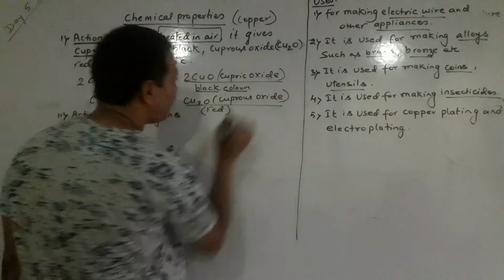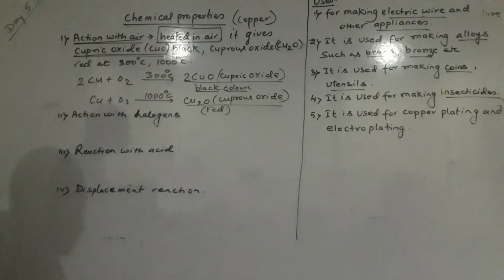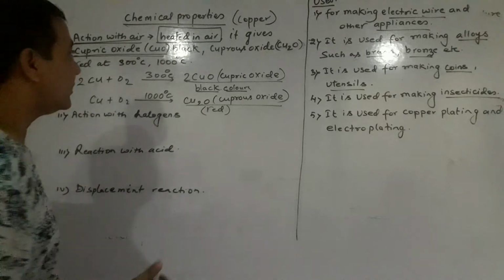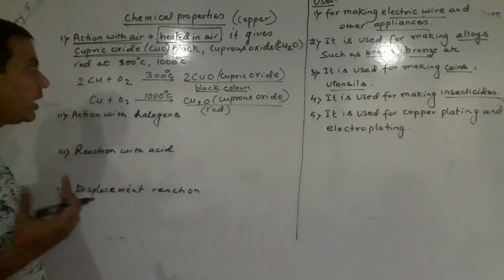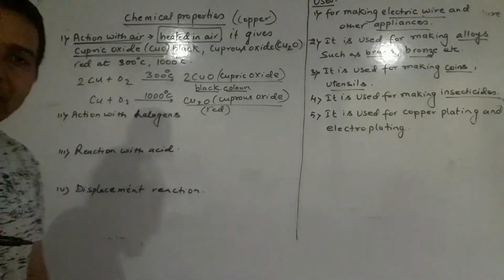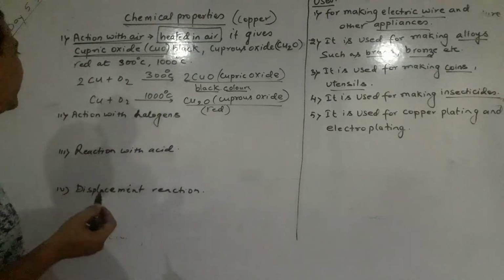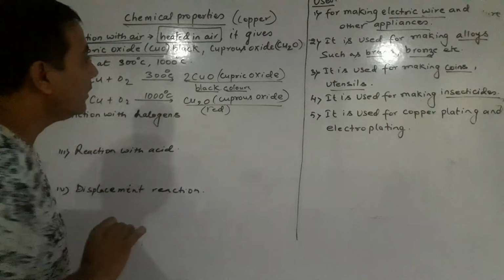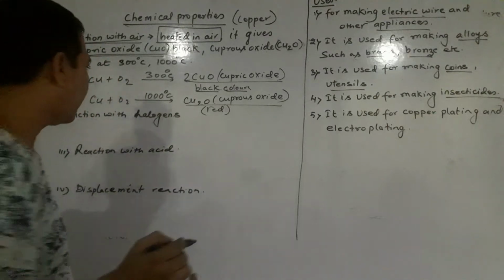So what product do we find when it is heated with air, that means oxygen? If it is heated to 300 degrees Celsius, it will form cupric oxide, which is black in color. And when it is heated to 1000 degrees Celsius, it will form cuprous oxide.